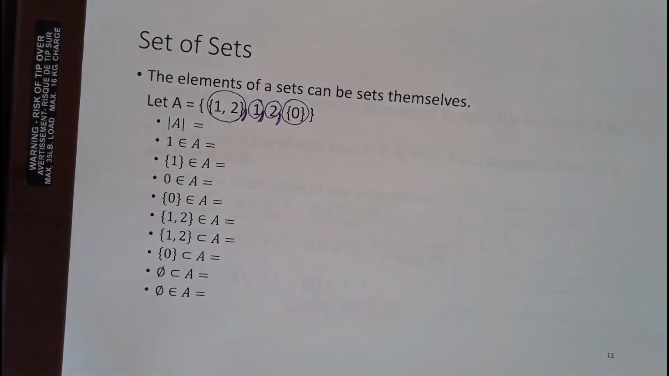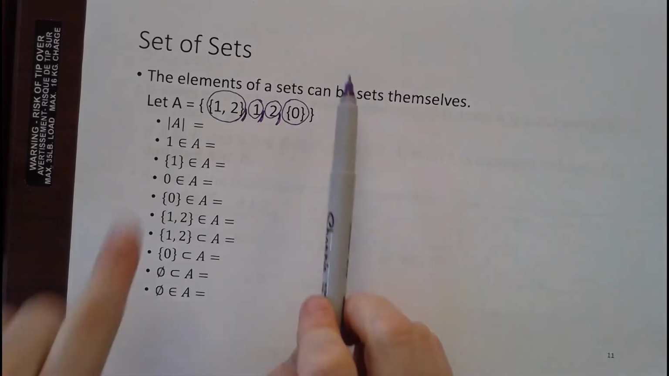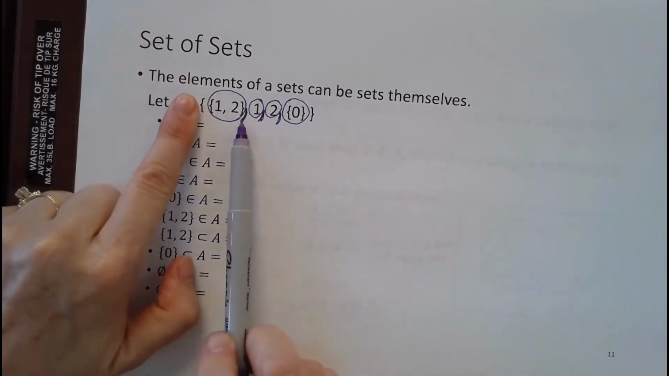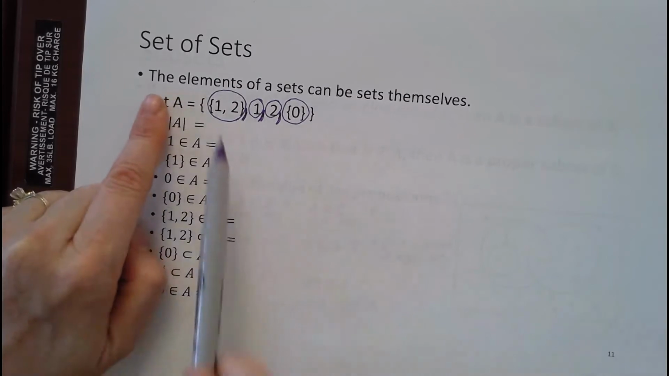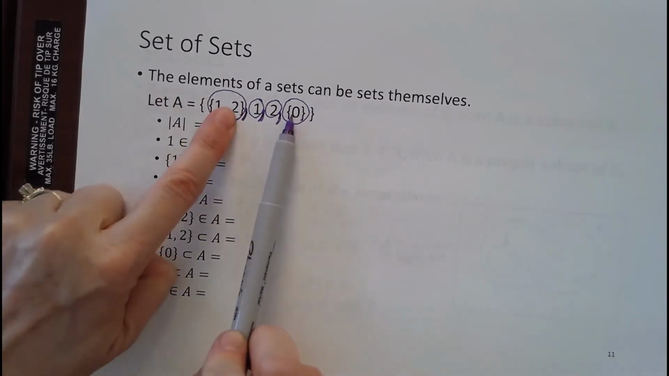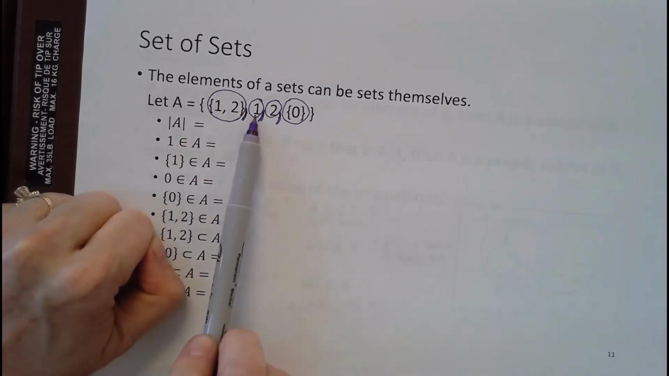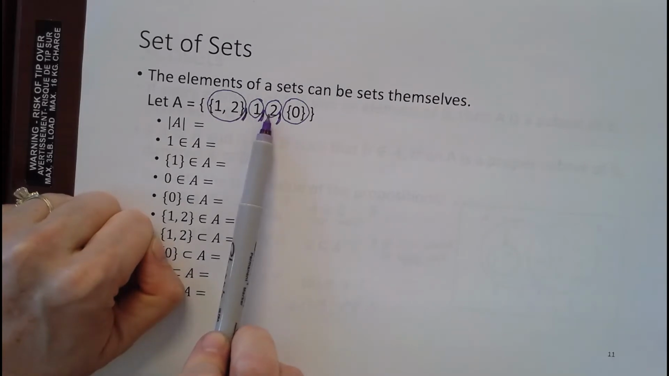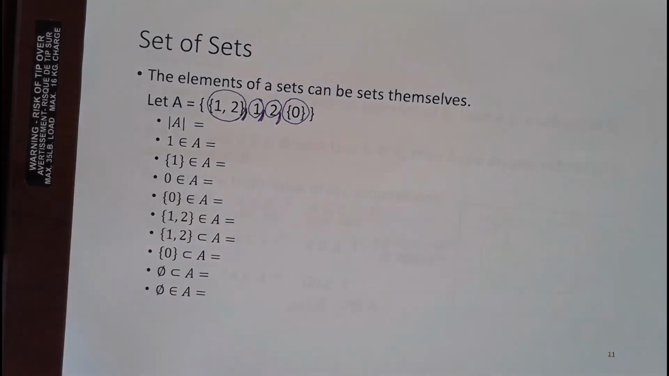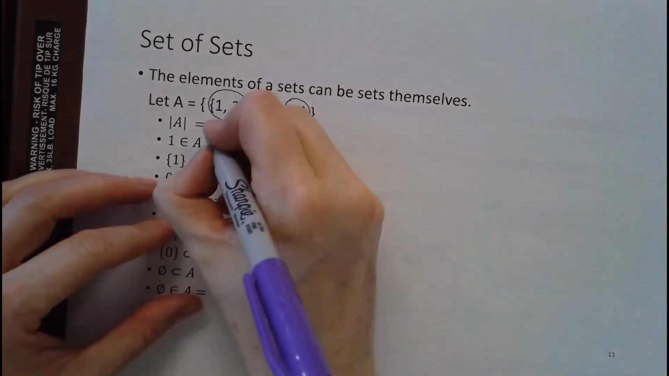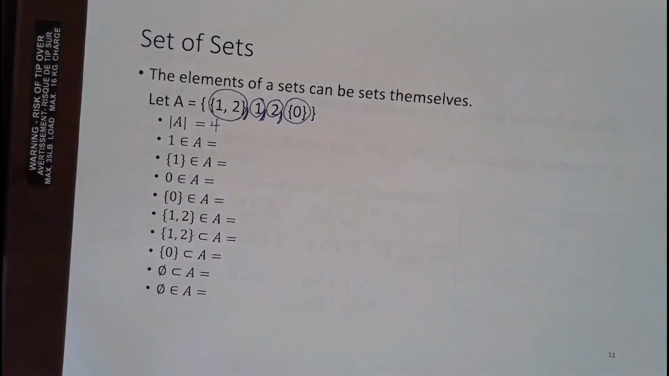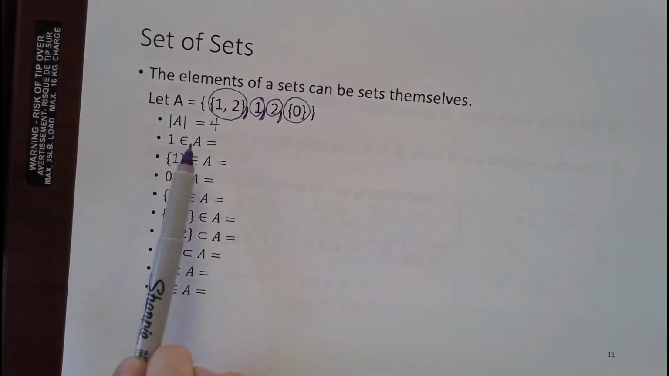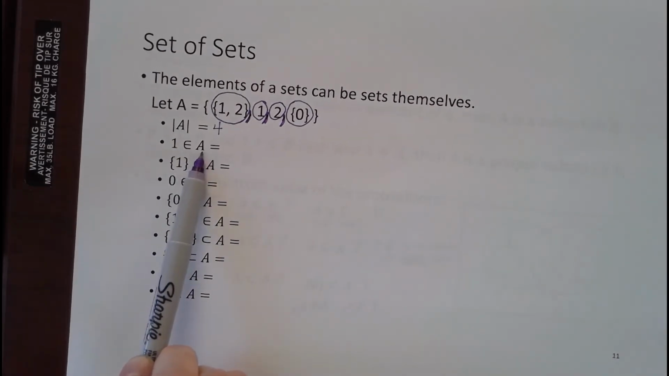Those are the things between the commas. So I've got the brackets on the outside, and then the things separated by commas are these things. So I've got a set and another set, so 2 of the elements are sets, and 2 of the elements are just plain old integers. Okay, so what's the cardinality of A? 4. It's got 4 things in it. The cardinality is how many elements there are.